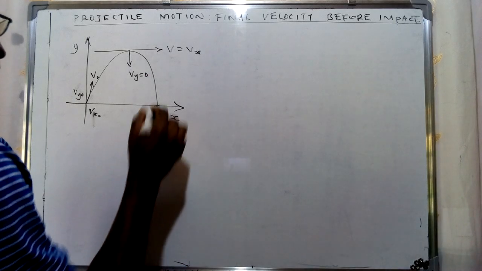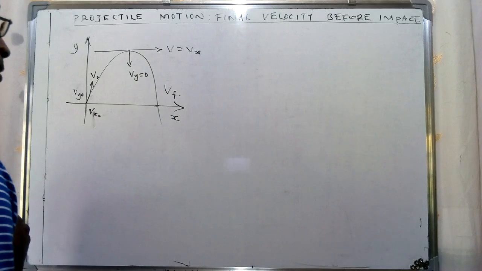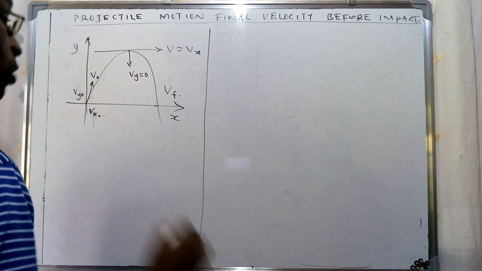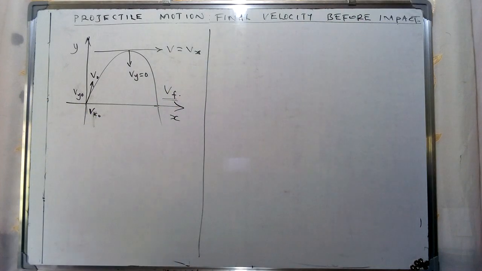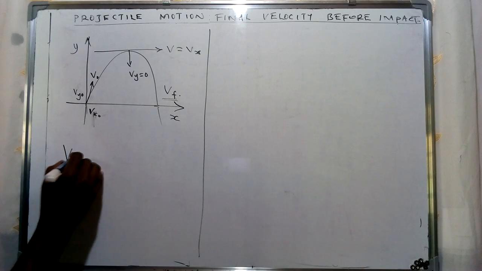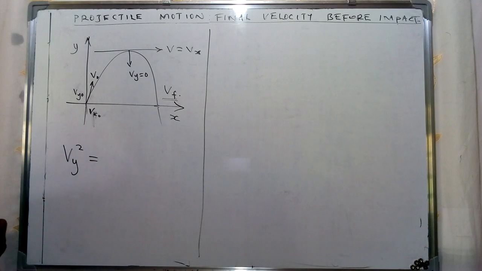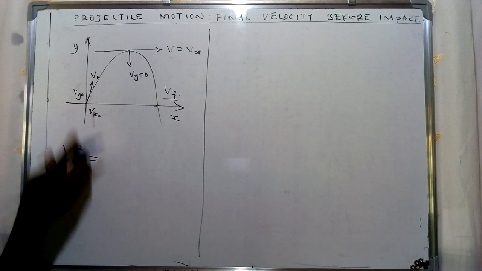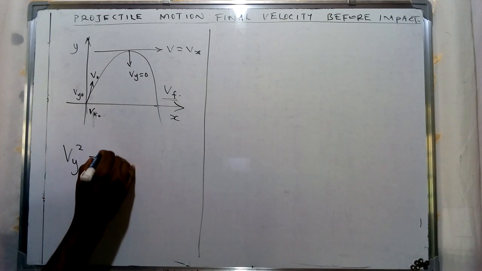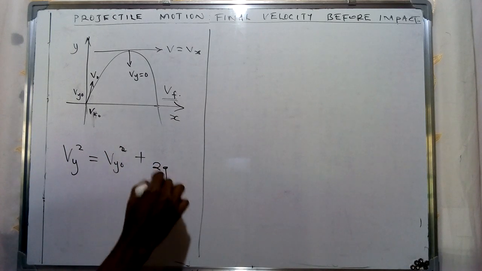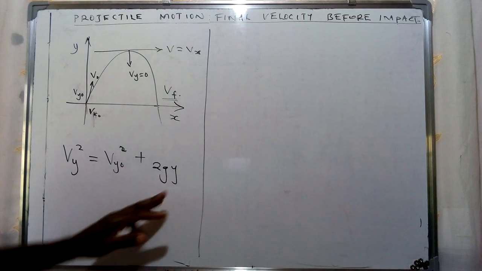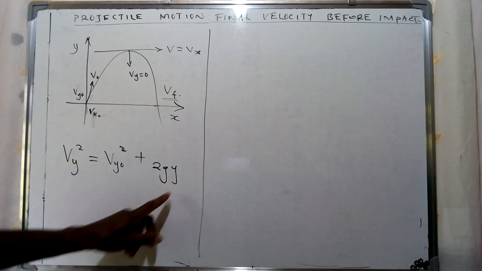So at this point we have the final velocity given in terms of that representation, and we are going to be finding the final velocity before impact, which is given by this representation which I've put on the board. So we're going to consider this velocity from the equation of the final velocity along the vertical component, given as the sum of the square of the initial velocity and the value of the acceleration due to gravity, and then we have this value for y.